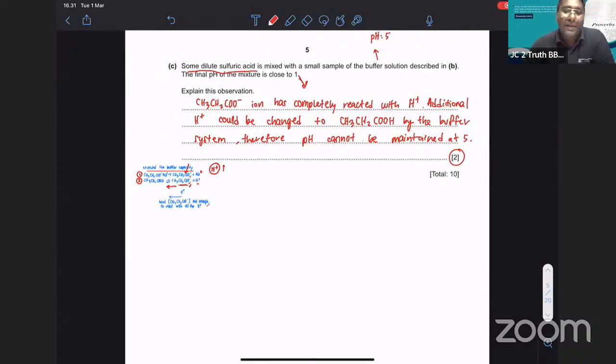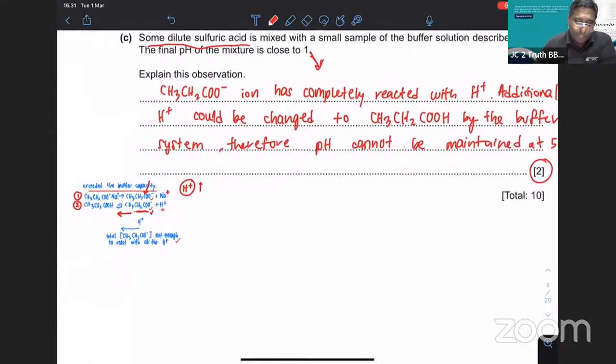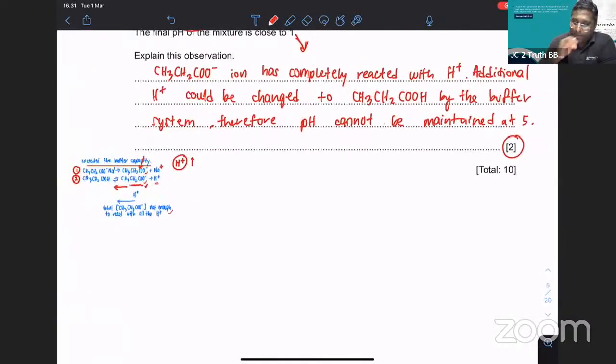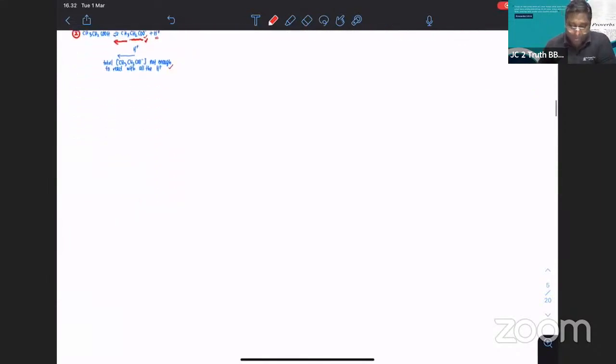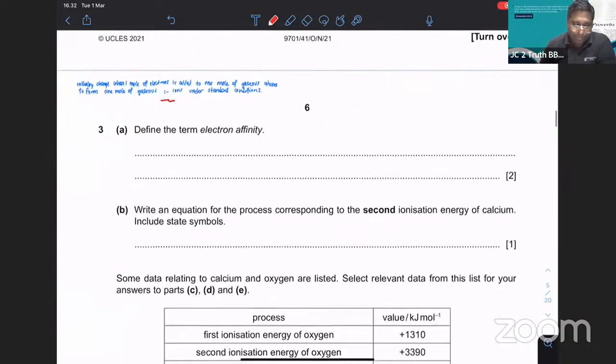Completely reacted. There is no more, or not enough, propanoate ions. So you do not have enough propanoate ions to shift the position of the equilibrium to the left. No more, so they cannot move to the left anymore. In this case, this is going to be the 2 marks. And now, 10 marks done. So the next part is going to be question number 3.